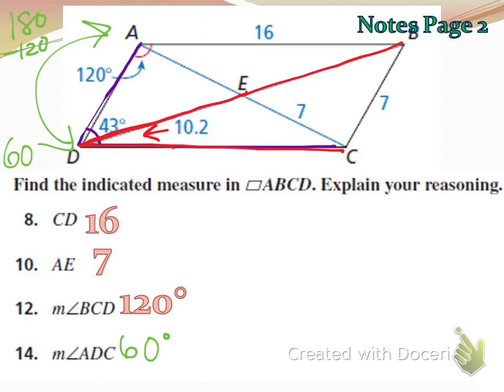It's simpler though. What's the measure of the whole angle? 60. How much of the angle do you already know? 43. So how would you find what's left? Subtract it. Okay, so make sure you are ready for that.